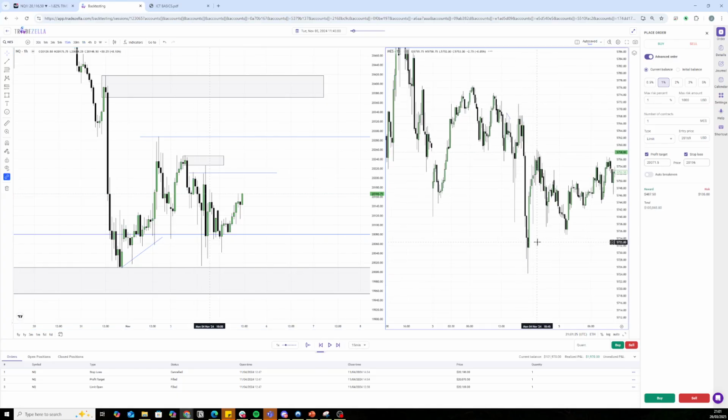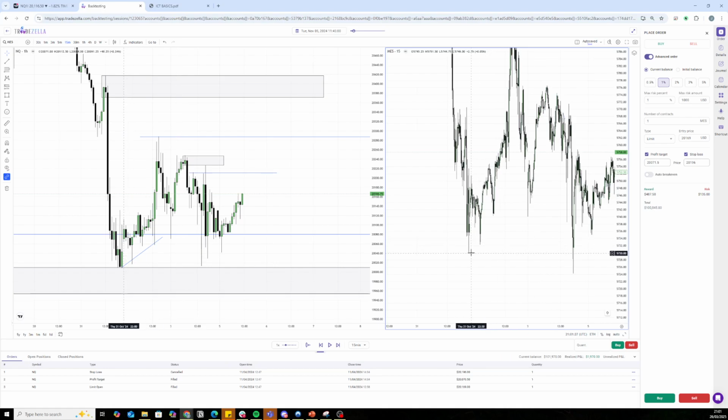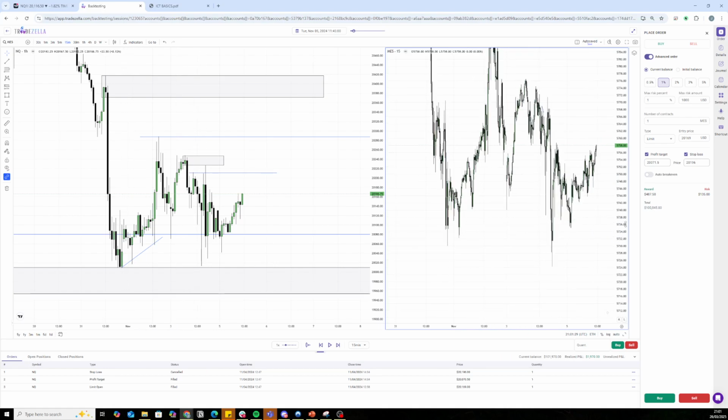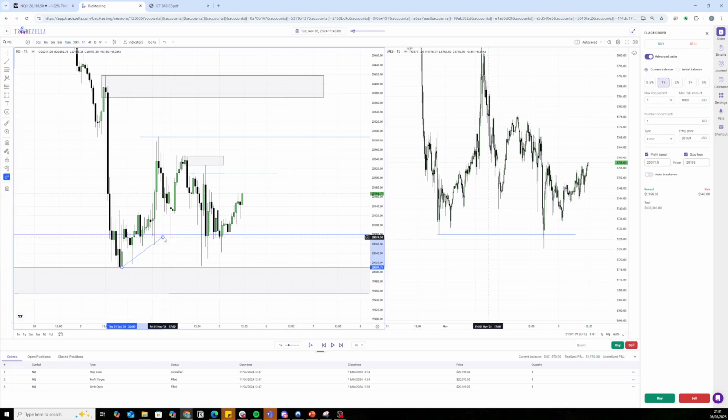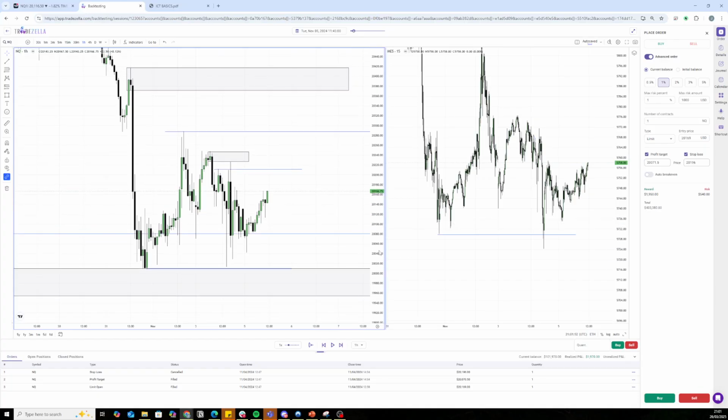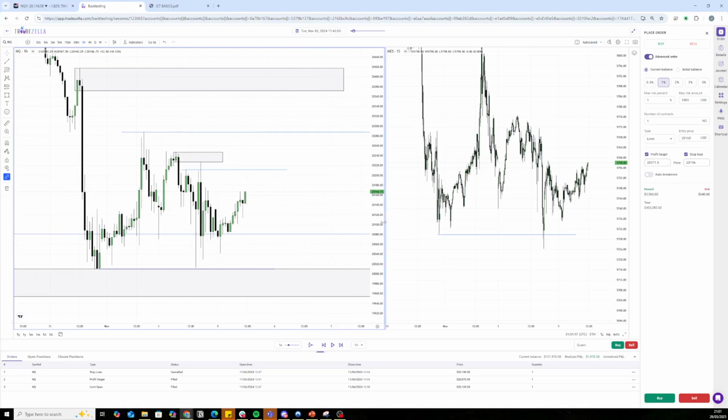So that low got taken, that low got taken. Okay, interesting. All right, so there is SMT because this was the swing low on ES. This is the swing low on NQ, right? See it here? That's the swing low. ES took all that out. NQ didn't. Okay. So there's SMT. So that gives me a bullish bias. Okay. So I'm looking for buys into the day.